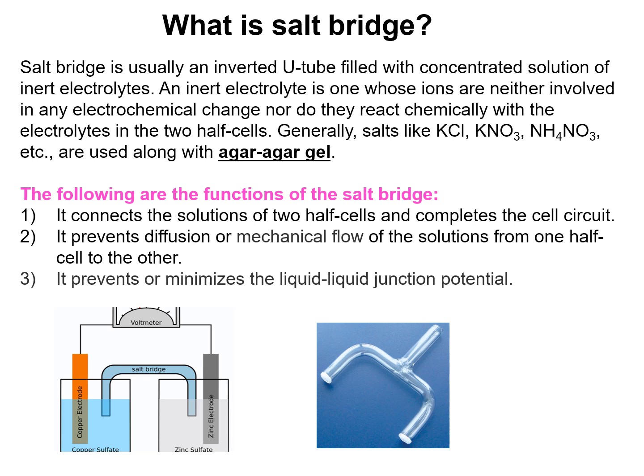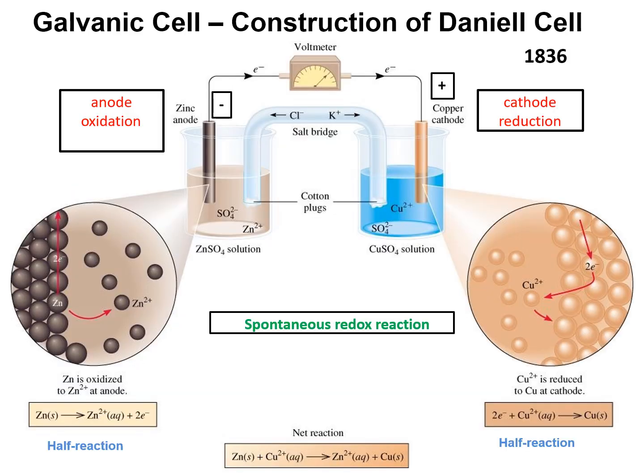First, it completes the electrical circuit in a cell. Secondly, it maintains the electrical neutrality in both half cells without participating in the reactions. Third, it prevents direct mixing of the two solutions and minimizes liquid junction potential. In the Daniell cell, zinc ions accumulate in the zinc half cell, therefore anions from the salt bridge move towards the zinc side. In the copper half cell, copper ions are removed, so cations move toward the copper side.